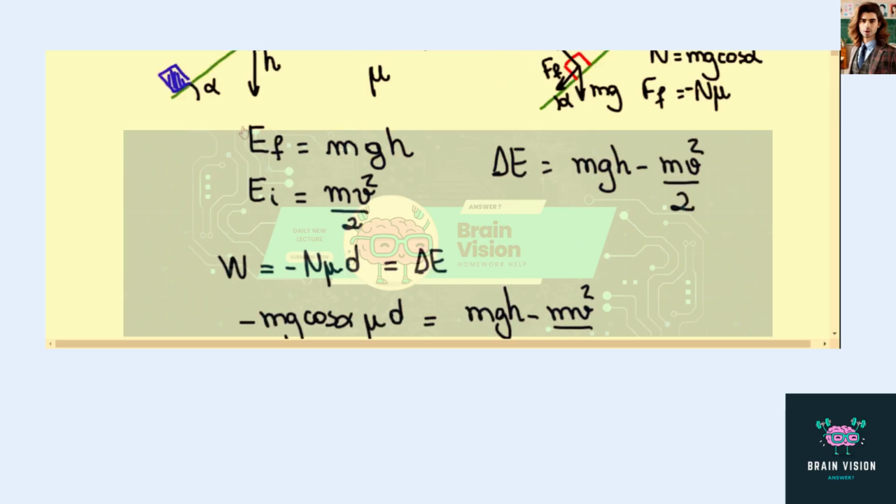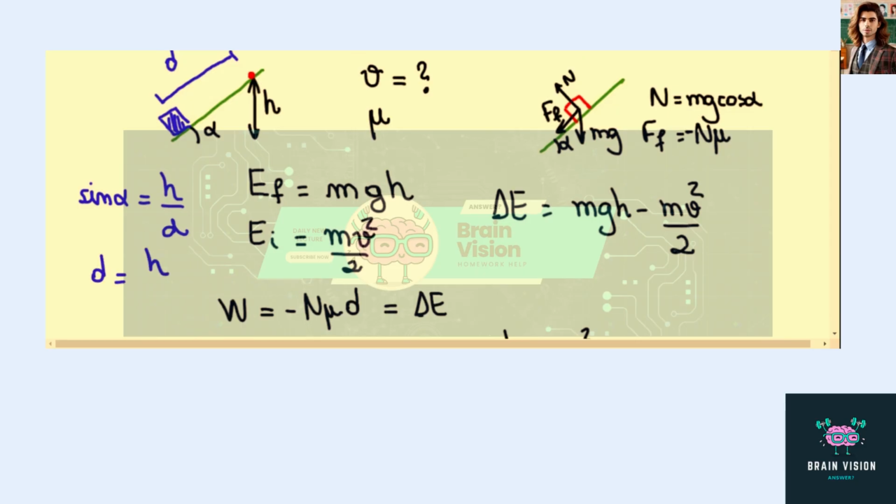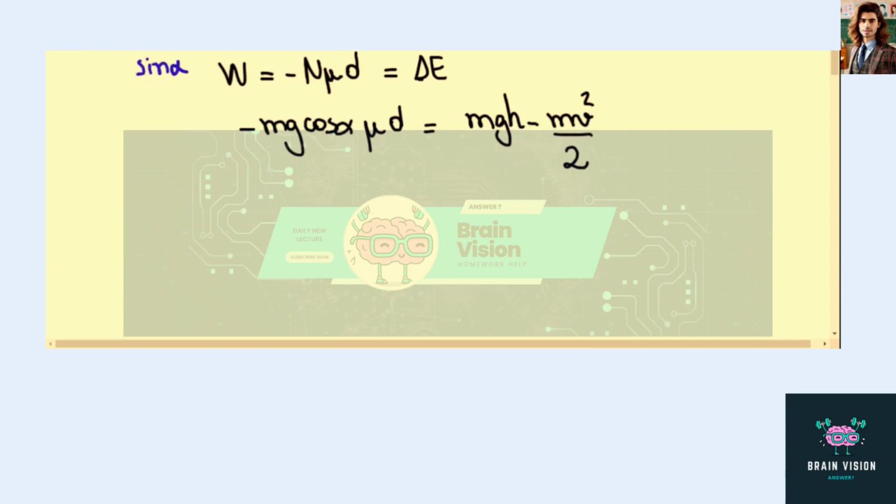Now d is this distance here, and notice that we can find d using that the sine of alpha is h over d. So d is h over the sine of alpha. Okay, so we have minus mg cosine alpha times h divided by sine alpha mu is equal to mgh minus mv squared over 2.